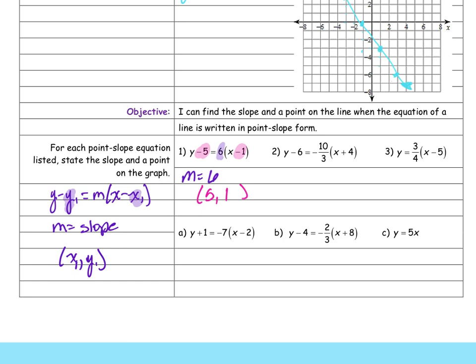So ask questions, okay? The second one, again, my slope is the number outside of the parenthesis. So my slope is negative 10 over 3. And my point is the ones with the x, whatever's added to the x and the y. So my point in this one is going to be positive 6 and negative 4. This changes, so this is 6 and this is negative 4. Okay?